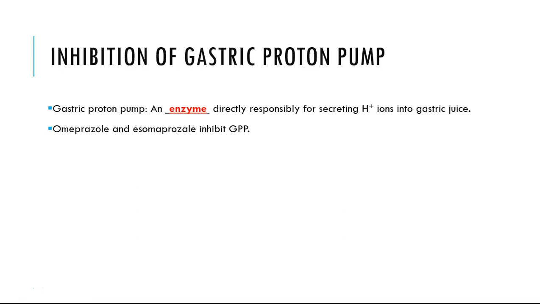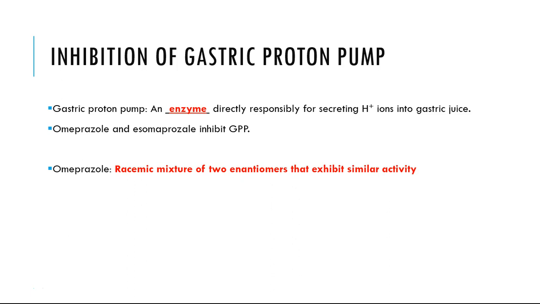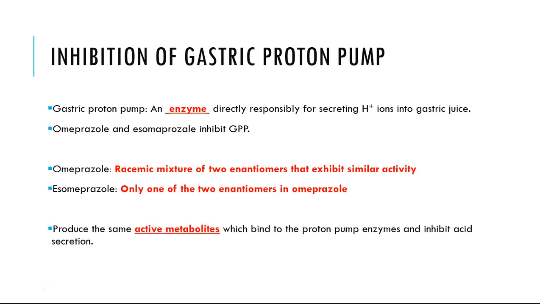Now, these two drugs, omeprazole and esomeprazole, inhibit the gastric proton pump. So the first is a racemic mixture of two enantiomers, but these two enantiomers do seem to exhibit very similar activity. Now the other is only one of those two enantiomers. So they're basically the same drug, but the first is a racemic mixture, whereas the second is only one of the two. And these produce the same active metabolites, both enantiomers, and these bind to the proton pump enzymes and inhibit the acid secretion.